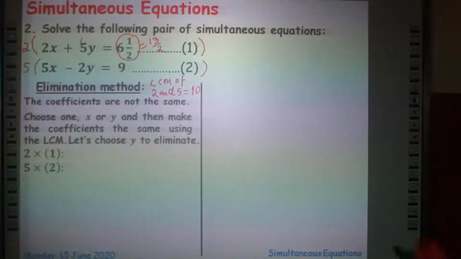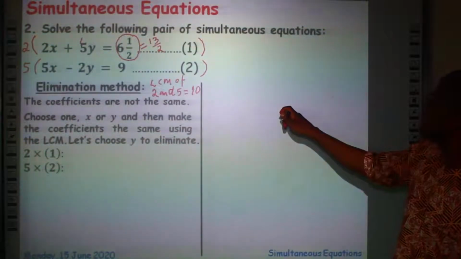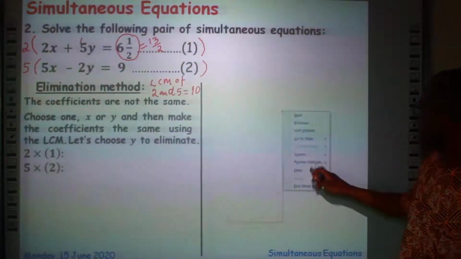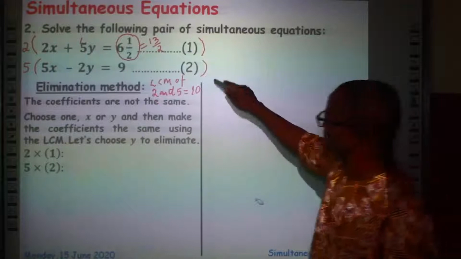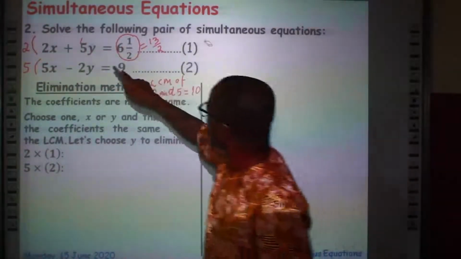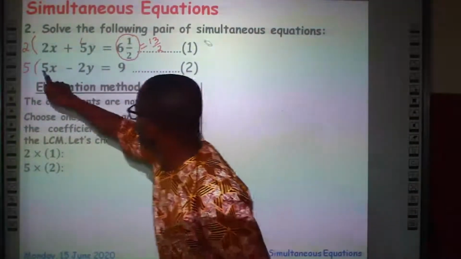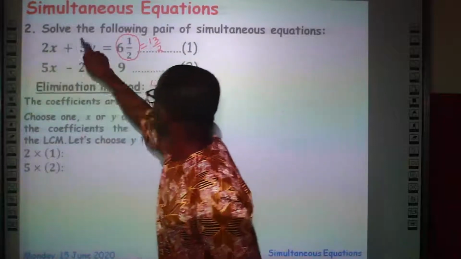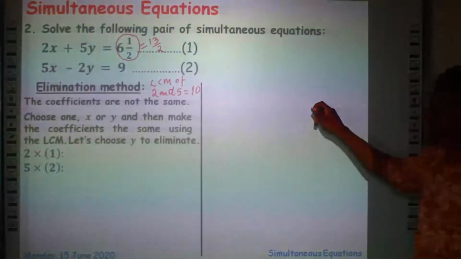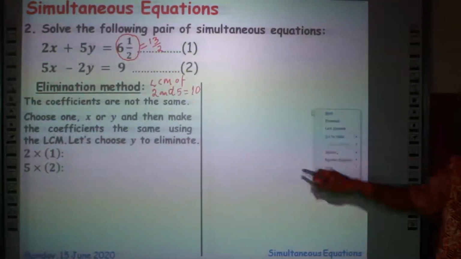Now of course, to make things less confusing, I'm going to have to erase some parts here. Okay, we'll just leave that. Right, so let's continue.